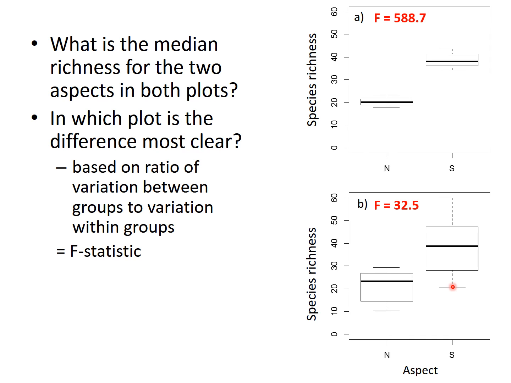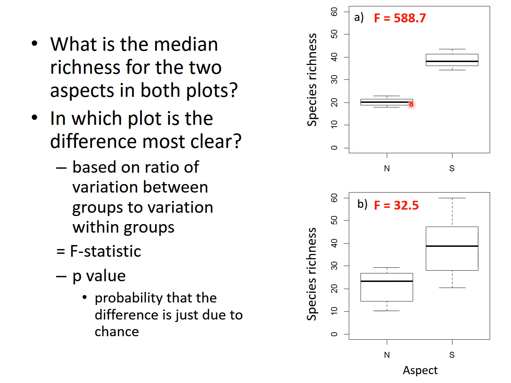Now, here you can see a large F statistic in panel A and a small one in panel B. And this is just telling us that there's a lot of difference between the groups here relative to the difference within the groups. And when that number is high, we get a lot more confident that there's a real difference.